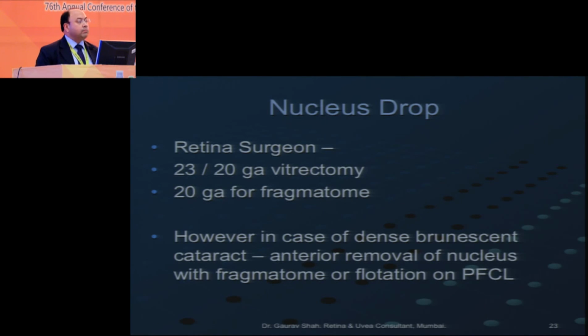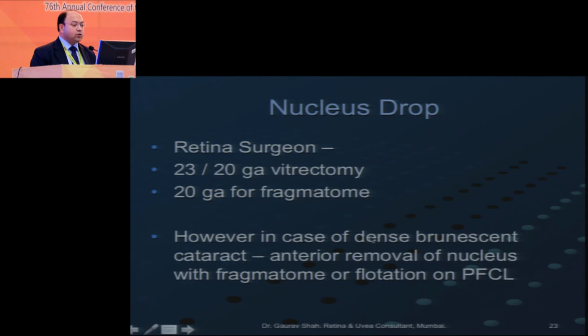DORC is the only company which gives a 23 gauge phragmatome, but again we are very wary about how convenient it is to remove a dislocated nucleus with a 23 gauge phragmatome. So one of our ports is 20 gauge, the rest we maintain at 23 gauge. All these are through the pars plana, and using a phragmatome, just like you all do the phaco, we do the emulsification of the nucleus in the mid-vitreous cavity and we can remove the nucleus.